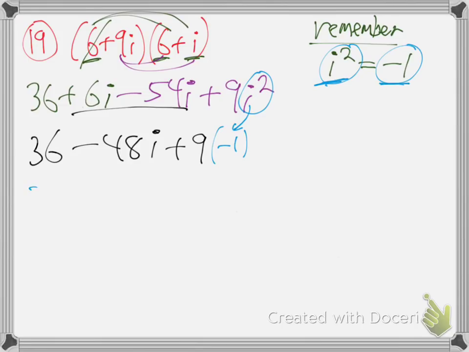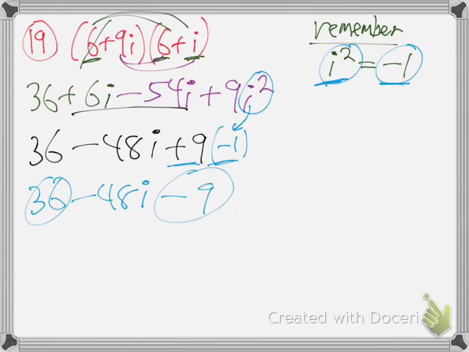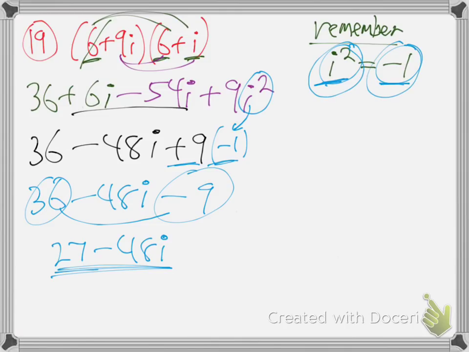Okay, so where does that leave us? 36 minus 48i plus minus 9, right? Positive times negative is minus. Now 36 minus 9, we can subtract those. Those are just whole numbers. What's that? 27 minus 48i. There's our answer. 27 minus 48i. So remember, i squared gets replaced with negative 1.